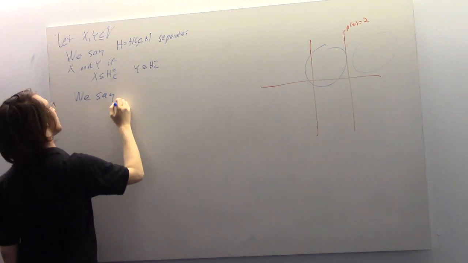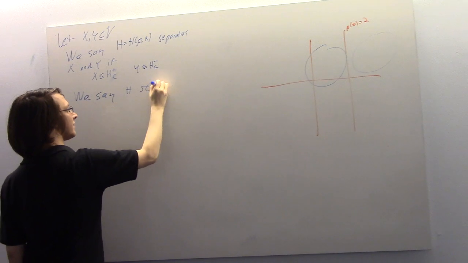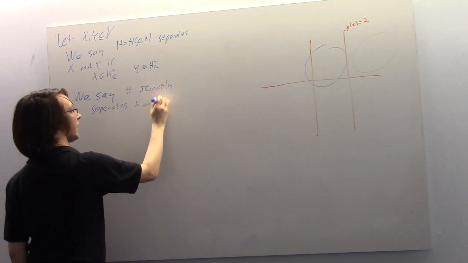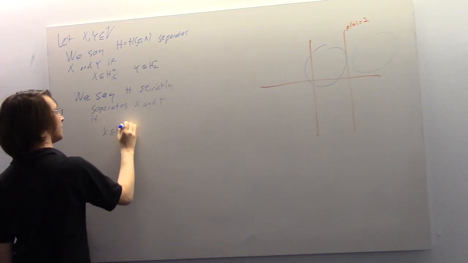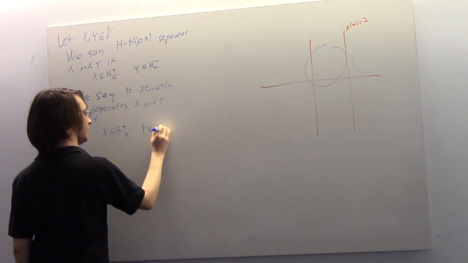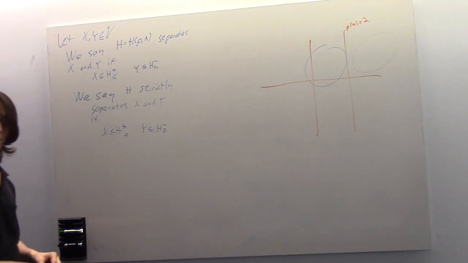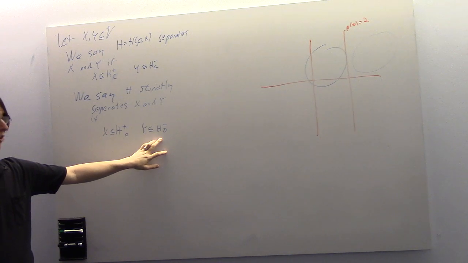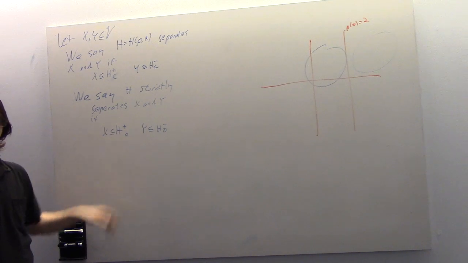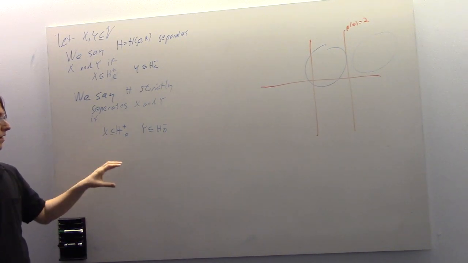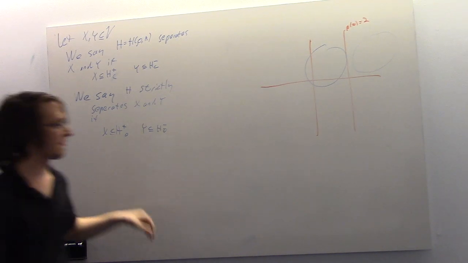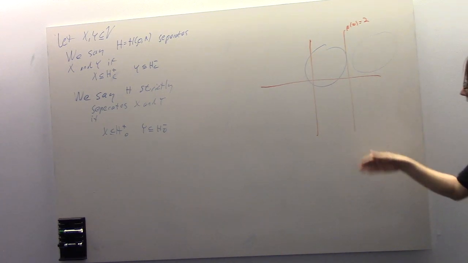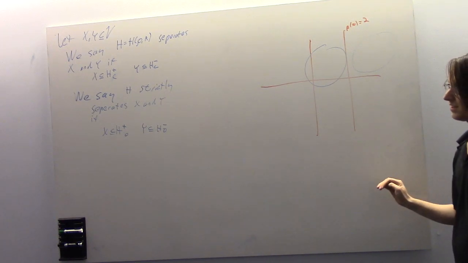We say h strictly separates x and y if x is contained in h plus o, y is contained in h minus o. Now, just to avoid some confusion, we don't actually care that x is in h plus o and y is in h minus o. It could be x is in h minus o and y is in h plus o. That's okay. But one must be in one, one must be in the other. In this case, there is this line, and x is on one side, and y is strictly on the other, and the two can't even intersect this line. Okay?